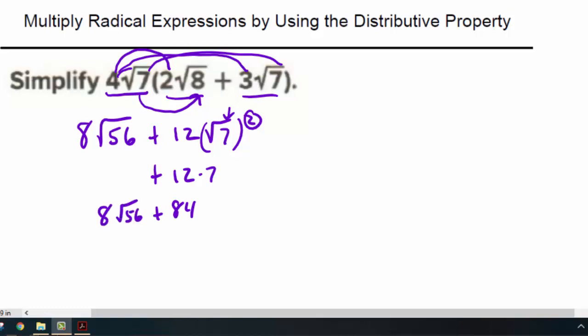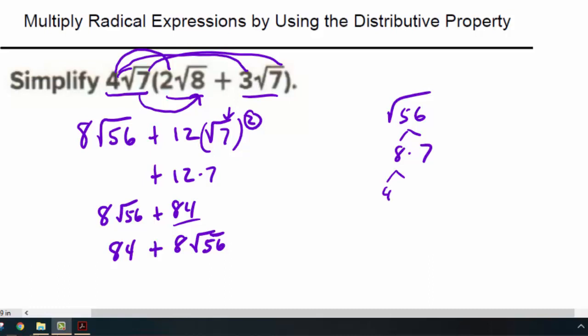Now this is close to being done. The first thing we want to do is bring that 84 up in front. So 84 plus 8 root 56. Now we still have to abide by the rules of simplifying radicals, which means we have to take all perfect square factors out. So the square root of 56 is actually 7 times 8. And the 8 is, of course, 4 times 2, and then times 7. So I've got a perfect square factor of 4 in there.